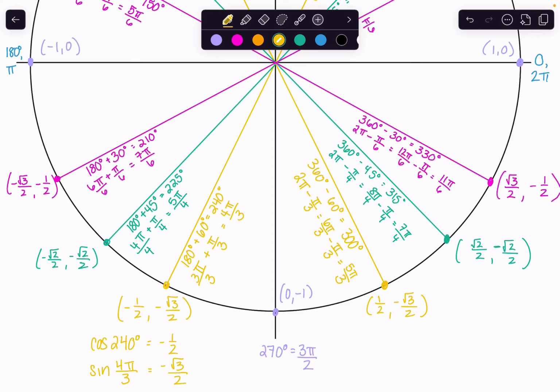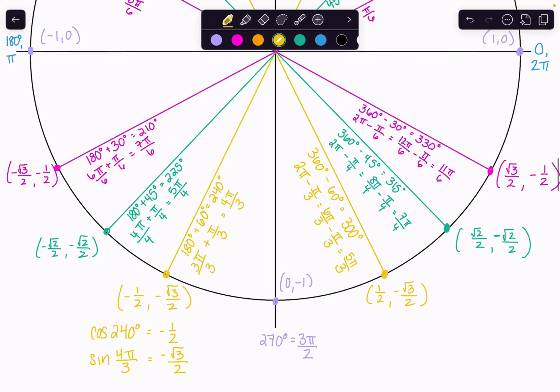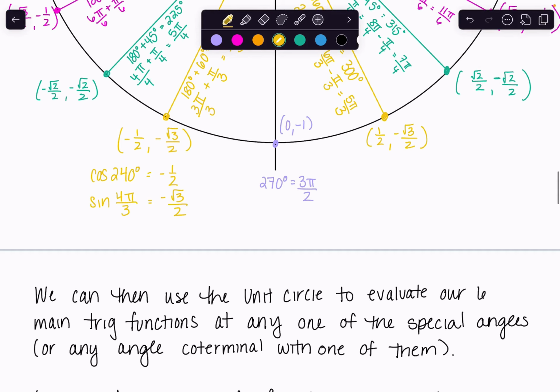So that is our full unit circle. And again, when I get larger angles, all I need to do is figure out what the reference angle is and which quadrant it lands in. Once you have this though, you know sine and cosine of all of those different angles. So you then can use this unit circle to evaluate the other 6 main trig functions, or again, any angle that ends up coterminal with one of them.